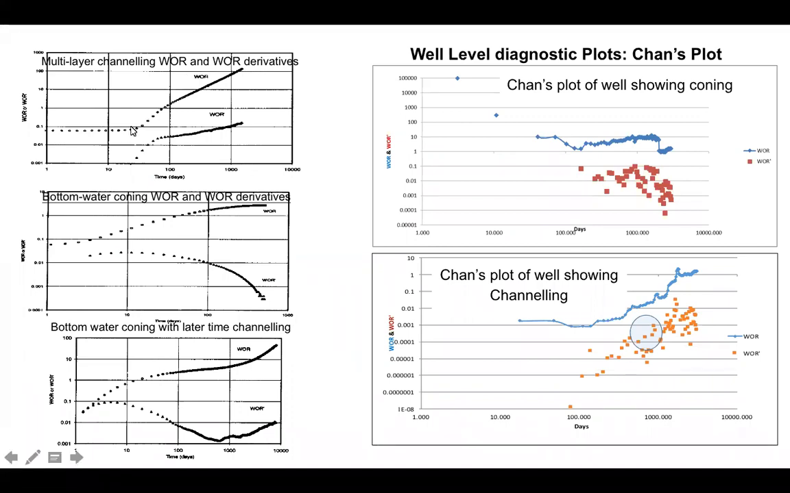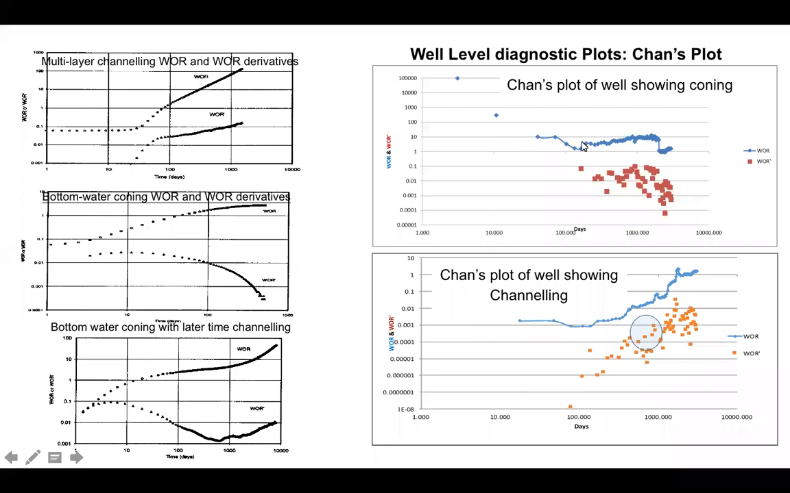If your WOR plot is shooting up, as a positive slope shooting up, that means it's a case of channeling. So the reason for water production in a well is due to channeling. But if your WOR plot does not show a quick shoot up, but it is gradual, and then it becomes flat, then it is a case of bottom water coning. Now, if we take a look at the WOR derivative plots, it is similar for channeling as the WOR plot, but in case of coning, the WOR derivative plot has a negative slope, so it falls down.